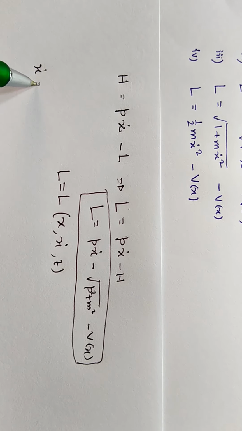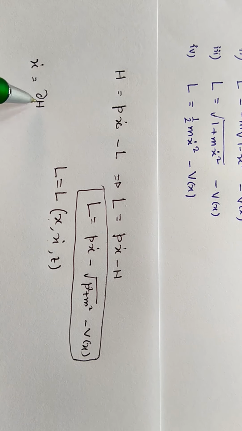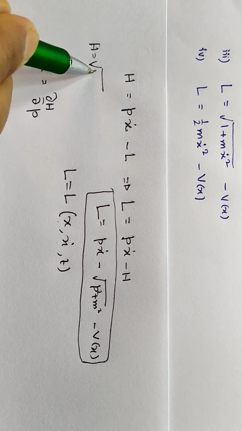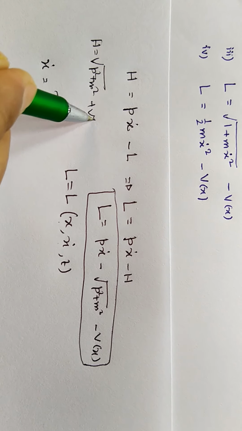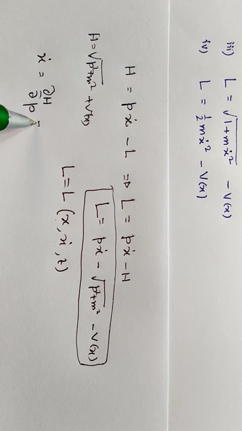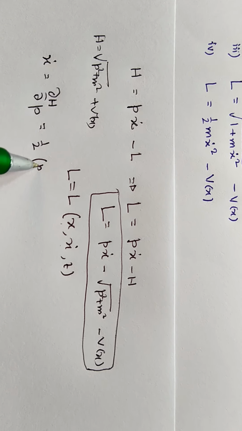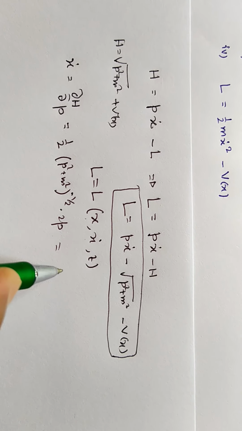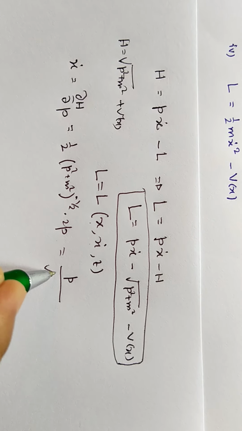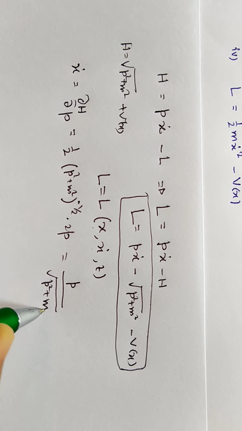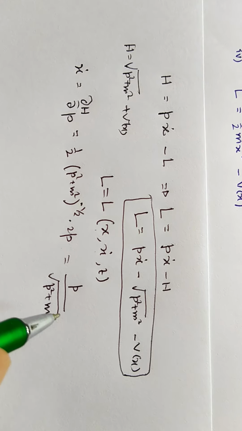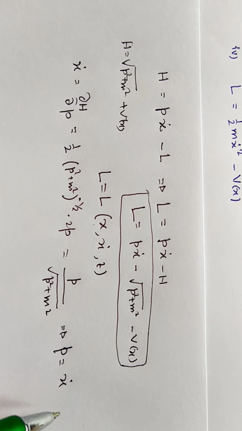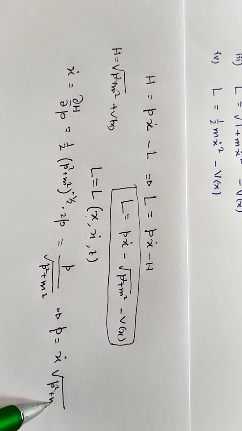x dot equals Hamilton's equation del H by del p. Your H is given, H equals square root of p square plus m square plus V of x, right? This is given, and therefore this should be equals half (p square plus m square) whole to the power minus half into twice p, and therefore it is equals p by square root of p square plus m square, right? And you can write p equals x dot square root of p square plus m square.